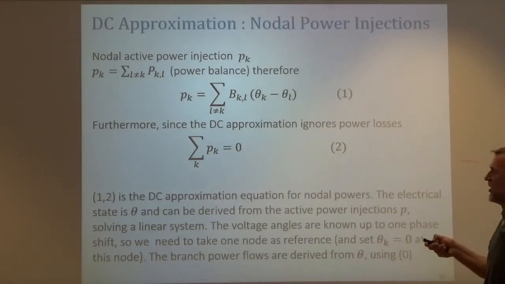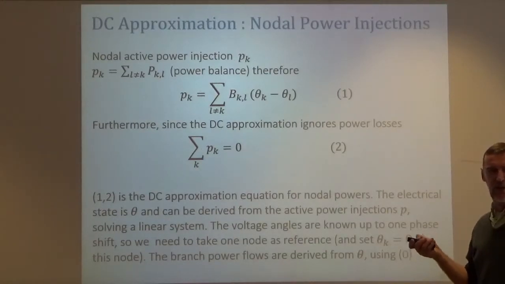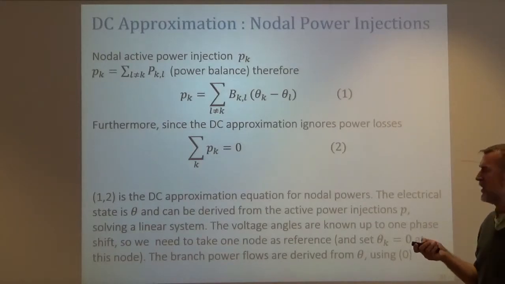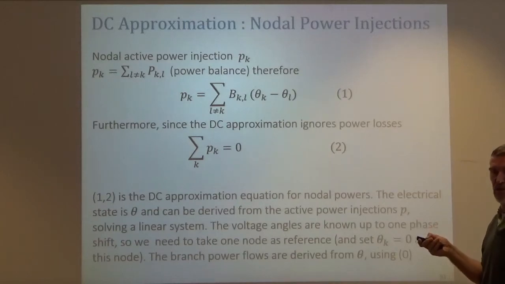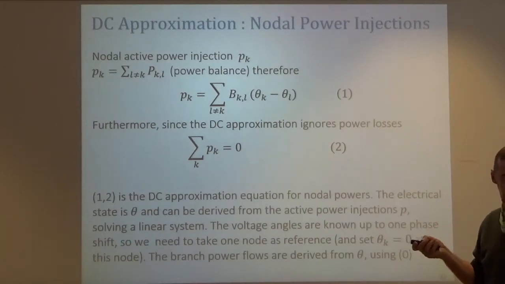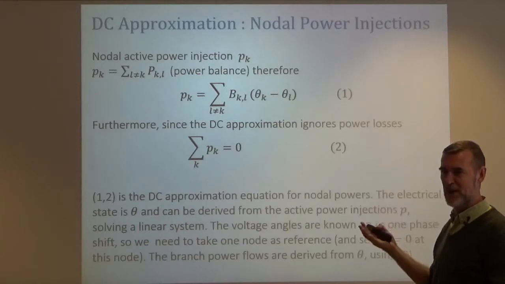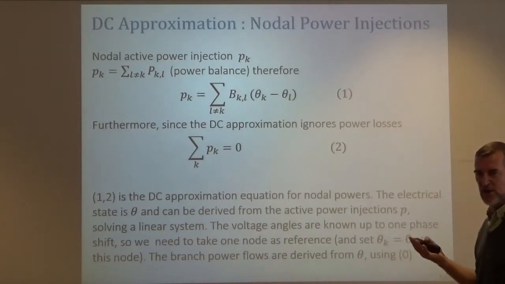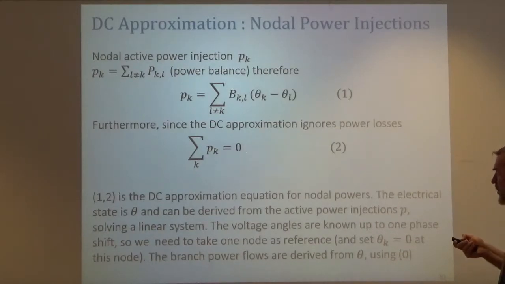Now this sum, if we have the real value of the active power, not the approximated value, this sum is equal to what? It's the losses. It's the active power loss. The sum of all the algebraic power is the losses. So here 0 means the DC approximation ignores the power losses.